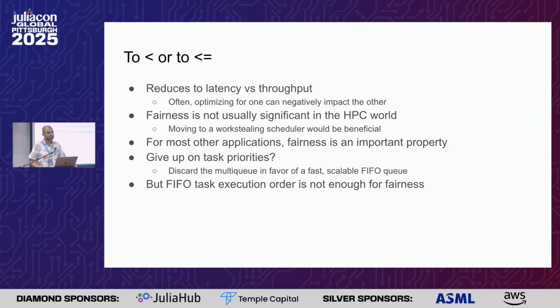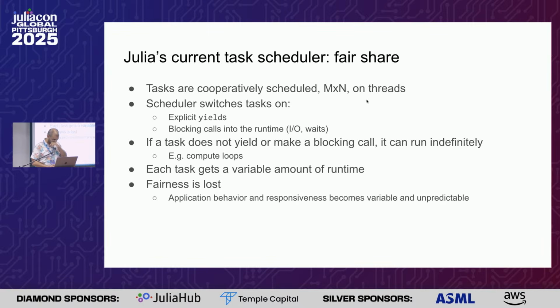So one question you can ask is, should we just give up on task priorities? Why the heck do we have a priority queue if we're not using priorities at all? Then we just drop this multi-queue and we just use a fast scalable FIFO, and that will give us fairness. That is definitely something to consider, but just FIFO is not enough for fairness. You also want that second property, which is the fair share of time.